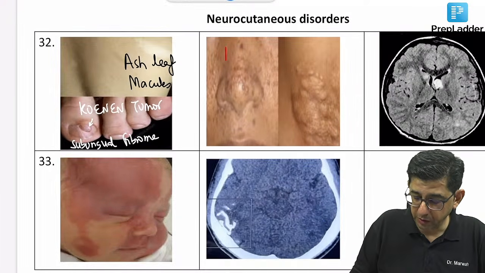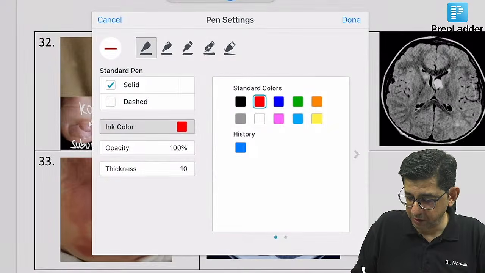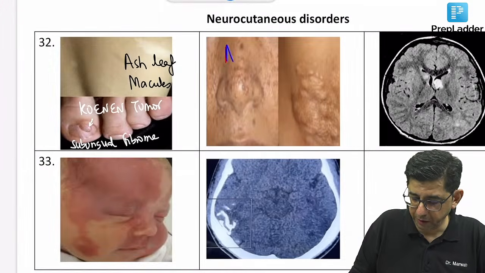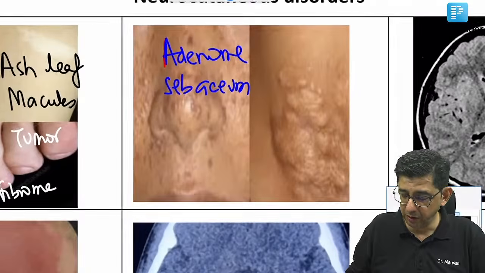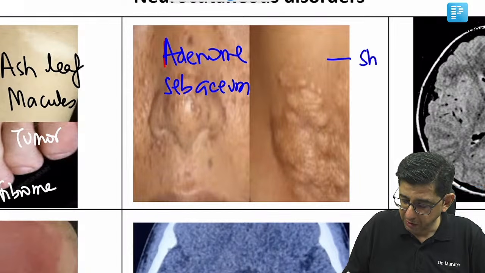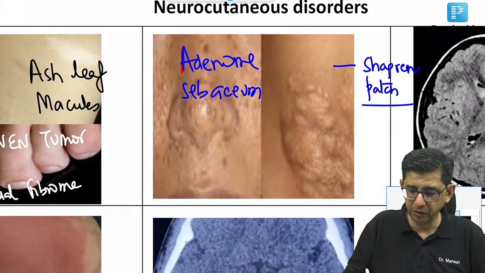Then he can ask you regarding this manifestation, which is present on the face of the patient. This would be adenoma sebaceum. It has an acneiform distribution. Then they've asked about this particular lesion, that is a Shagreen patch. Shagreen patch will have an orange peel consistency. Again, it would be present on the trunk of the patient.